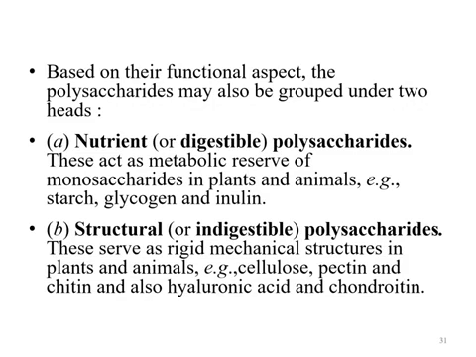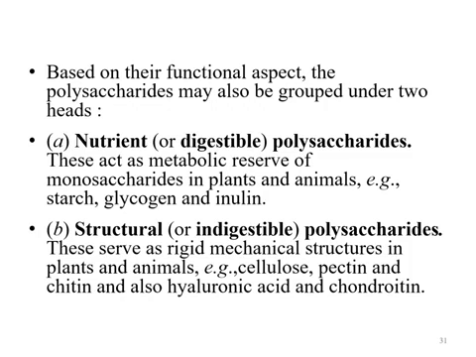Polysaccharides can also be classified on the basis of their functional aspect. For example, they can be grouped under two heads. The first one is nutrient or digestible polysaccharides. The second one is structural or indigestible polysaccharides. The first one, which we are going to discuss, is nutrient or digestible polysaccharides.